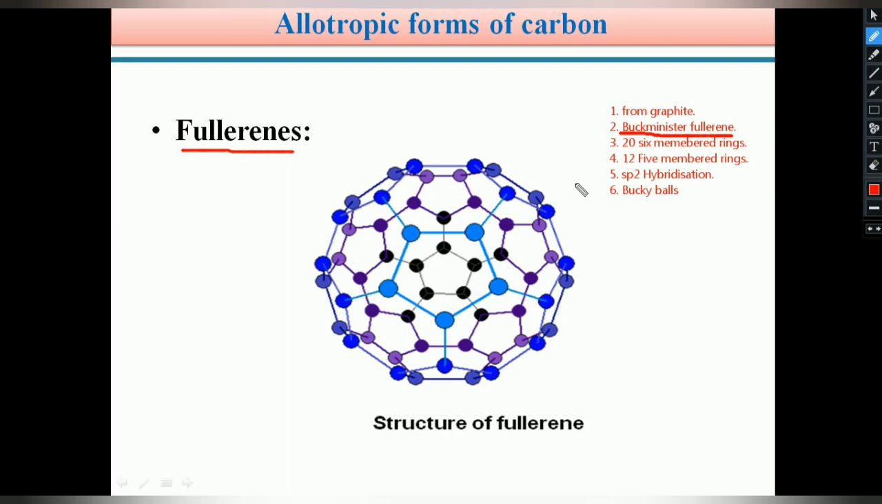Generally, in Buckminsterfullerene, there are 20 six-membered rings. This is a 6-membered ring. 20 six-membered rings and 12 five-membered rings exist in Buckminsterfullerene. Students, each 6-membered ring is fused with another 6- or a 5-membered ring. But a 5-membered ring is always fused with a 6-membered ring. In this manner, the Buckminsterfullerene structure exists.